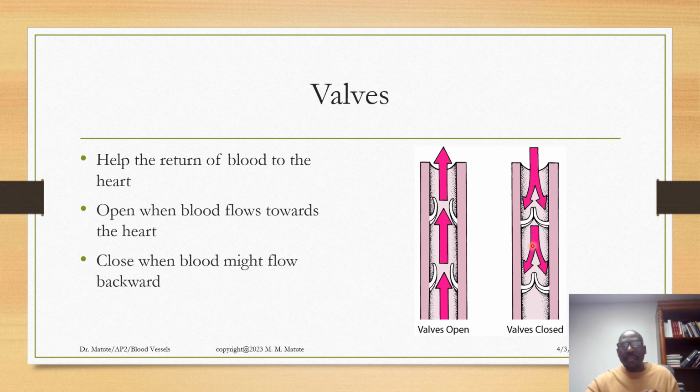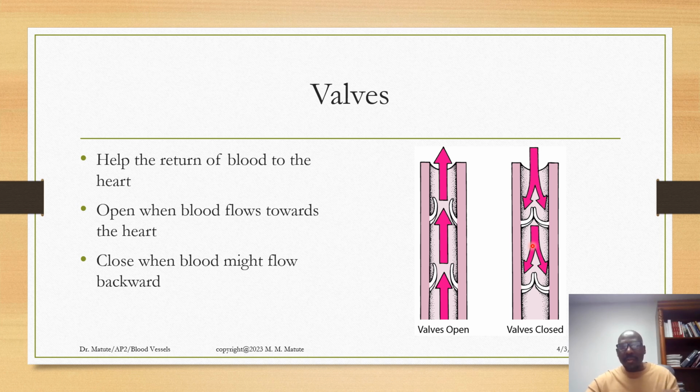The oxygen poor blood that is returned to the heart, oftentimes does so against gravity. Gravity is trying to pull the blood down, but it has to go up to the heart. So when the valves open, blood will flow upwards, and then the valves will close. And when they close, it prevents the blood from moving downwards via gravity.